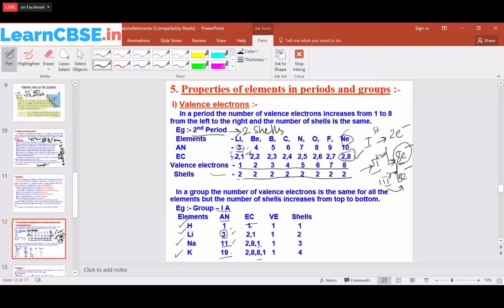If you see like this, the outermost electrons are the same: 1, 1, 1, 1. Only one electron is present in all these elements. That's why we have placed them in 1A. So the group number always indicates how many valence electrons are present in the outermost shell.